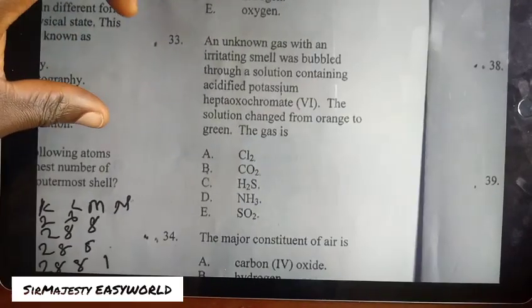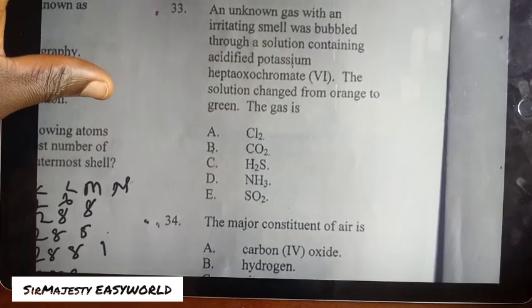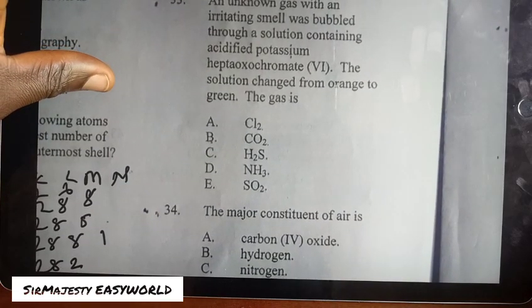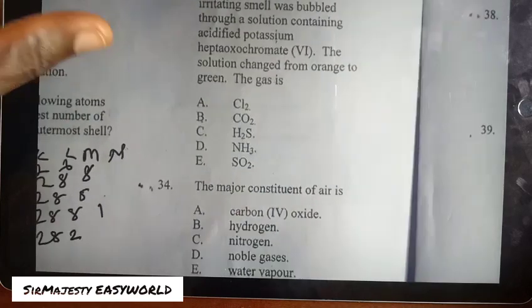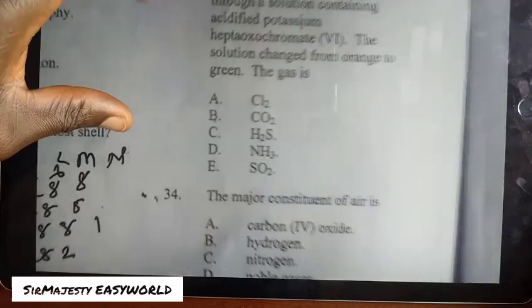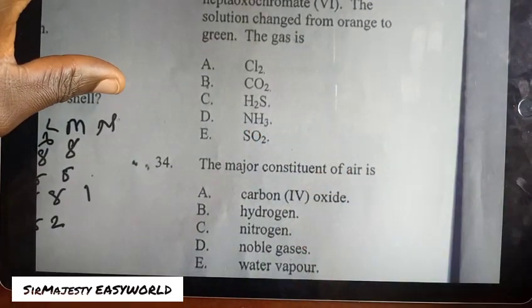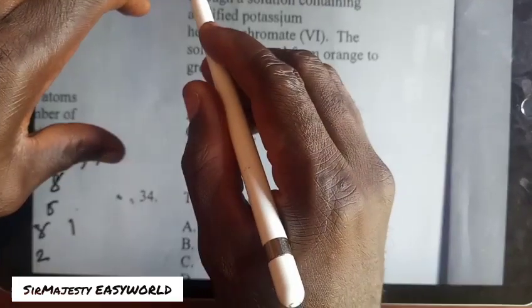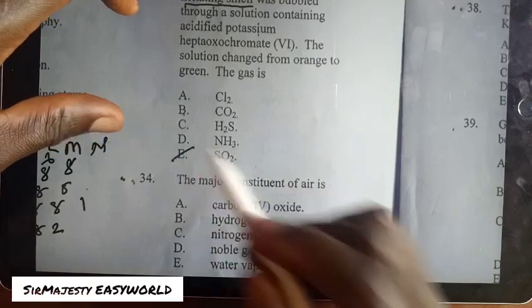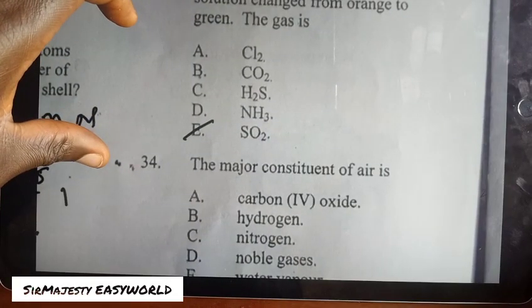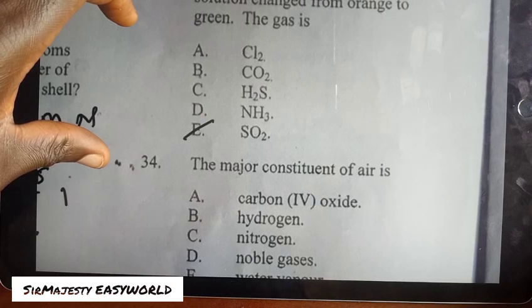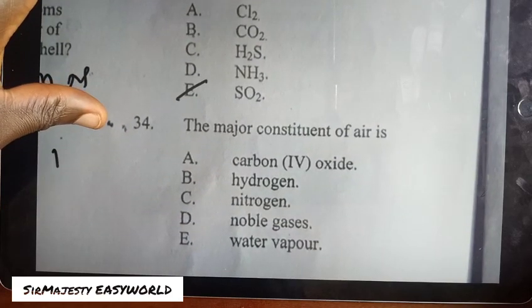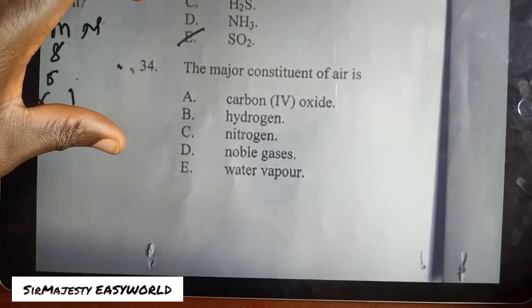Number 33 says an unknown gas with an irritating smell was bubbled through a solution containing acidified potassium heptaoxodichromate(VI). The solution changed from orange to green, meaning a reducing agent. Option A is out, B out, C, D, E can be the correct answer here. Hydrogen sulfide will do it, ammonia will also do it, then SO2 will do it. But let's go to the question. They say irritating smell. It's a bit confusing, but to my understanding, it's supposed to be SO2. But remember, hydrogen sulfide will also do the same because it's a reducing gas. Ammonia has a choking smell. Hydrogen sulfide has a smell of rotten egg, repulsive, but SO2, from my experience, has an irritating smell like that of burning matches.